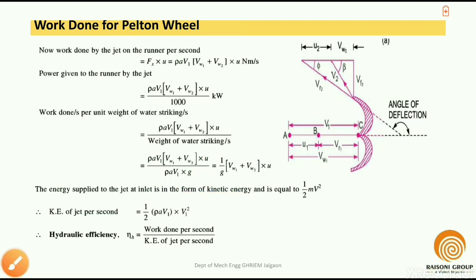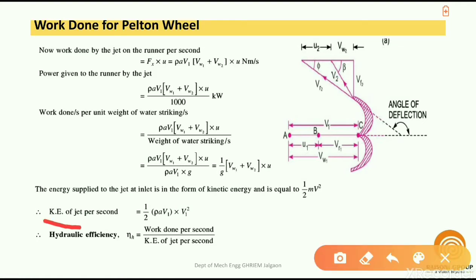Now the energy supplied to the jet at the inlet is in the form of kinetic energy, which is equal to 1/2 m v square. We know that the kinetic energy is equal to 1/2 multiplied by mass into velocity square. In this case the velocity at the inlet is v1, the velocity of the jet. So the kinetic energy of the jet per second will be 1/2 into mass, here rho into a into v1, and velocity v equal to v1. So the equation will become like this.